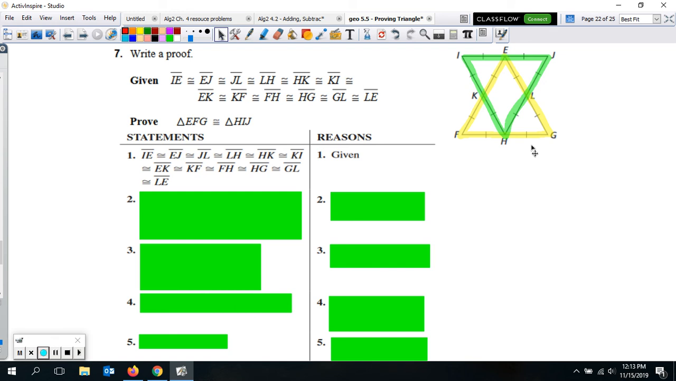So the first thing is to write down all the given. I know that's a bit to write, but go ahead and write that for number 1. You see we're going to have 5 of them here. So number 1, write the given down.